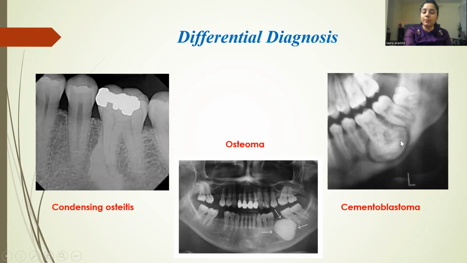Cementoblastoma also appears as a well circumscribed sclerotic mass, but this is a benign odontogenic neoplasm in which the sclerotic mass will be fused with the tooth root. The outline of the root cannot be clearly differentiated or visible because the tumor is fused to the root. That is how a cementoblastoma is differentiated from osteoma radiographically.